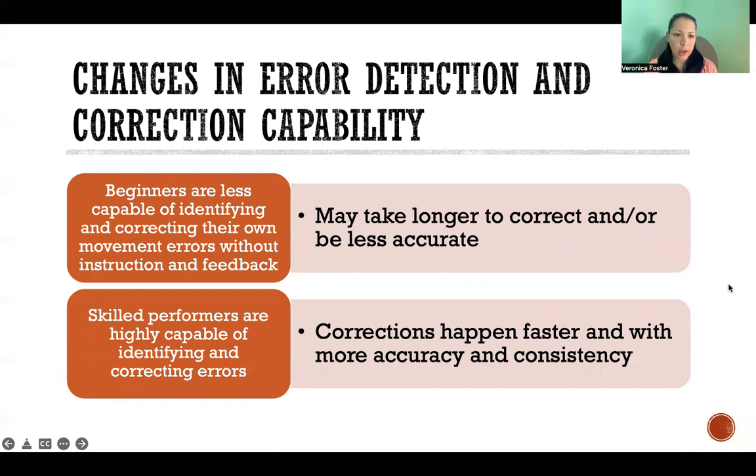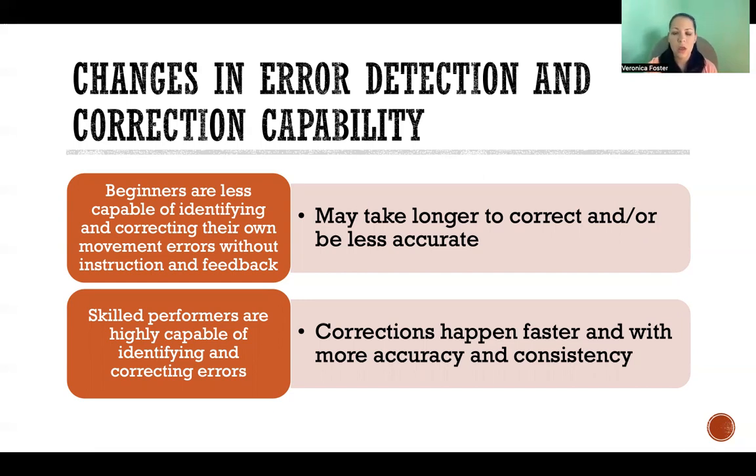Changes in error detection and correction capability. Beginners are not that great at being able to identify and correct their own errors without having instruction and feedback available to them. So in the very beginning, you're just learning how to do it. So it's really hard to tell what you're doing wrong and figure out how to solve the problem. That's where being coached is really useful, because then they're telling you, here's how you should be doing it. Here's what you're doing wrong.